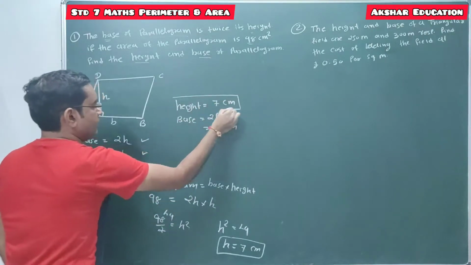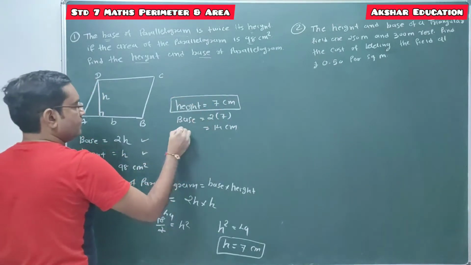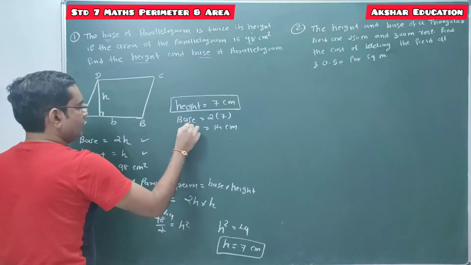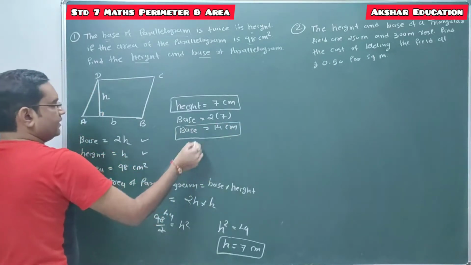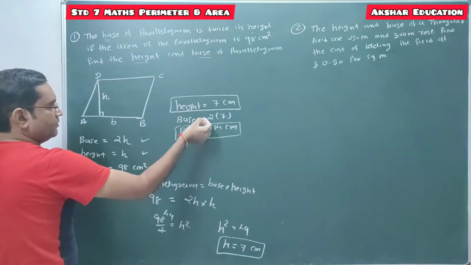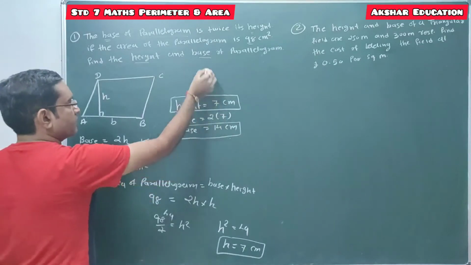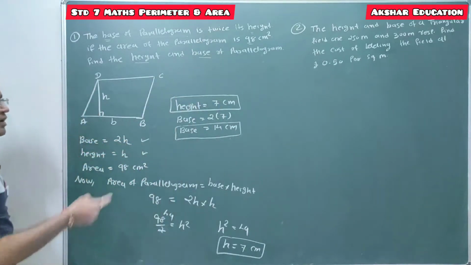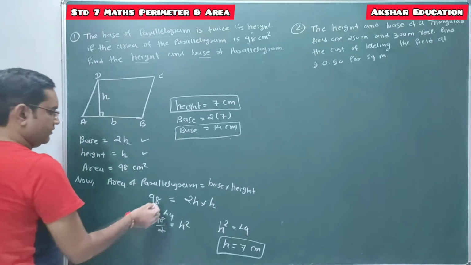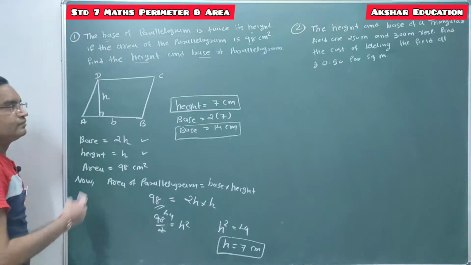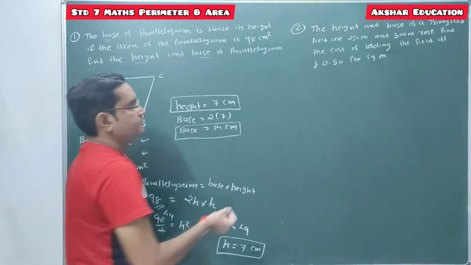Height is 7 centimeter. Base is 14 centimeter. Find the area of this parallelogram. It's base into height. 14 7s are 98 centimeter square is the area of this parallelogram. This is given. That is given. So very simple sum is there.